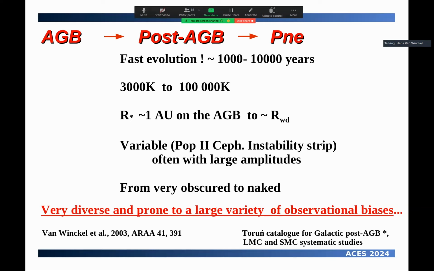So I will focus this talk on objects for which we see the photosphere. They're very diverse, so we are prone to a very large variety of observational biases. For one post-AGB star, there are about 1,000 AGB stars. The only problem is that we don't know which ones, because there is quite some uncertainty on how to link a certain post-AGB star to the AGB population that precedes them.